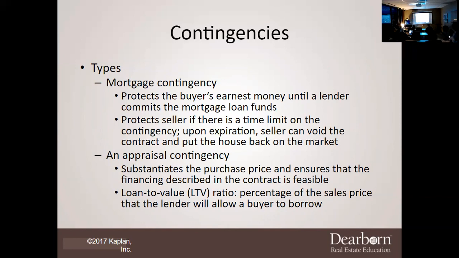All right. So now the next one, and the most important one in this situation, is going to be dealing with our appraisal contingencies. The appraisal contingency is basically where it's going to substantiate the purchase price and ensure that the financing described in the contract is actually going to be feasible. So the appraisal is going to be on every property that's going to have third-party financing. No matter who you deal with, if there's going to be financing, it is going to be utilized through the appraisal contingency.